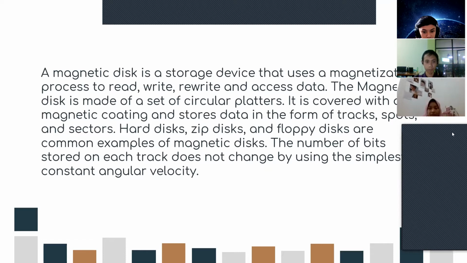Hard disks, zip disks, and floppy disks are common examples of magnetic disks. The number of bits stored on each track does not change by using the simplest constant angular velocity.